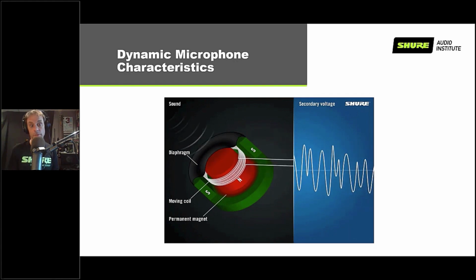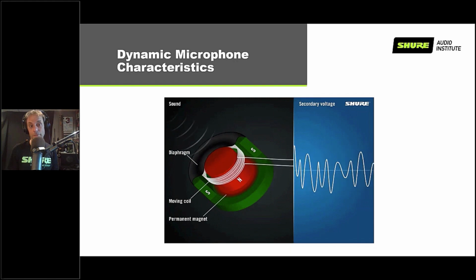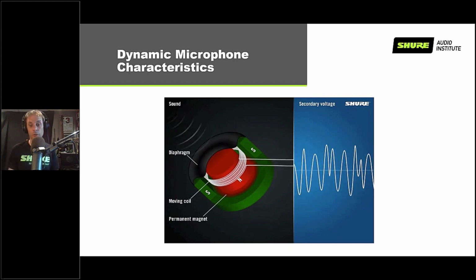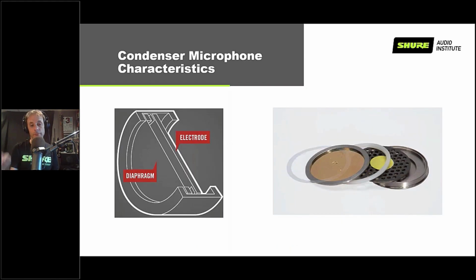So there are some limitations there, but again, in terms of the balance of affordability, ruggedness, and sound quality, you really can't go wrong with most dynamic microphones. A condenser microphone is a little bit more of a complicated device.